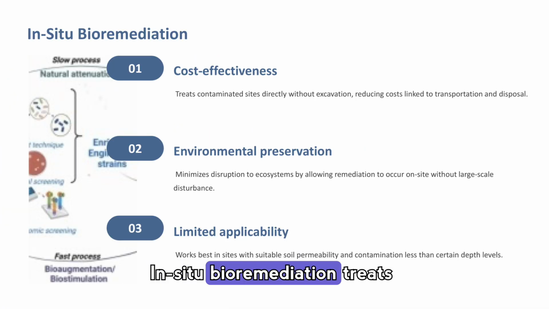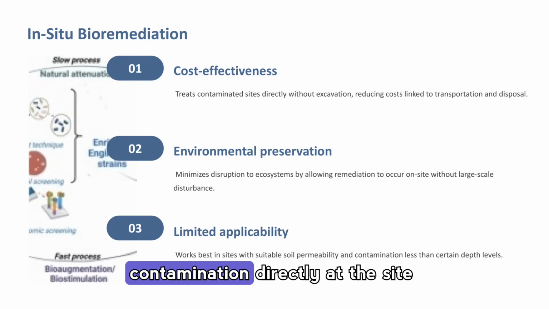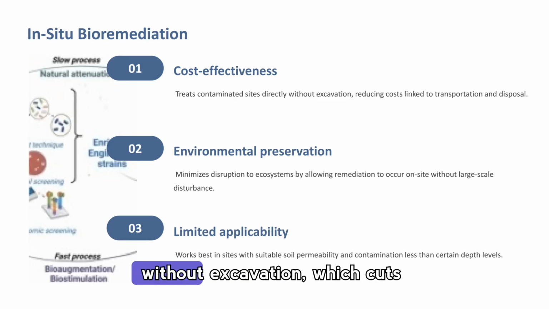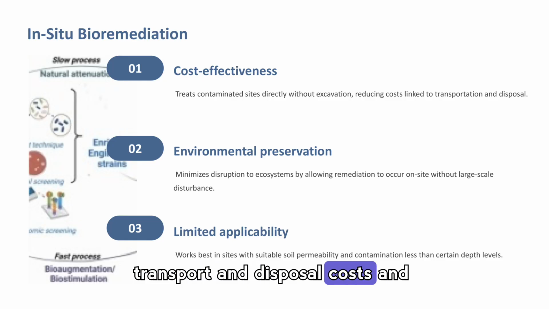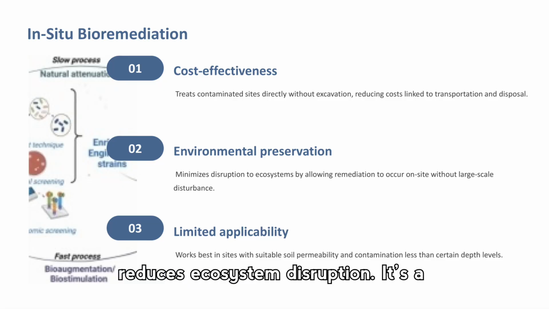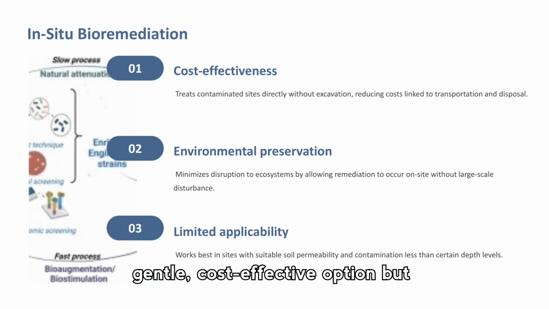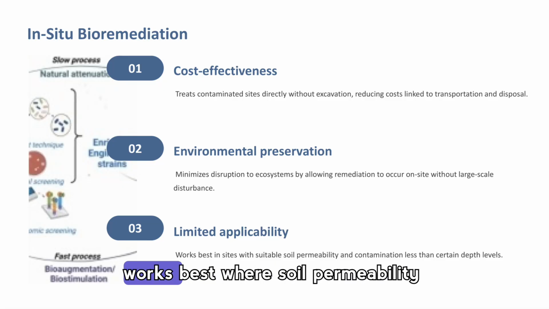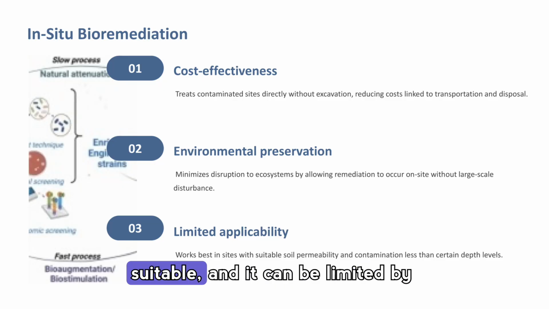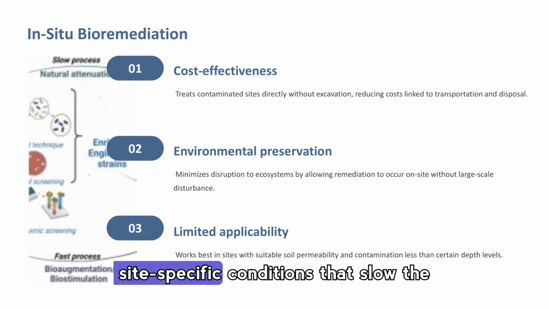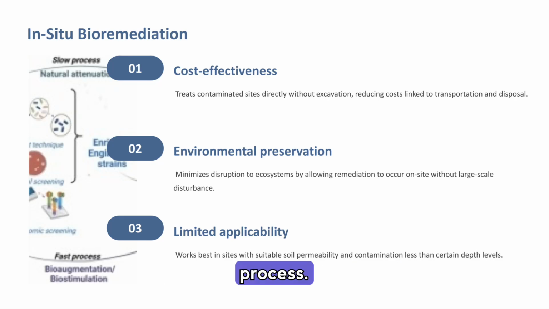In situ bioremediation treats contamination directly at the site without excavation, which cuts transport and disposal costs and reduces ecosystem disruption. It's a gentle, cost-effective option, but works best where soil, permeability, and contamination depth are suitable, and it can be limited by site-specific conditions that slow the process.